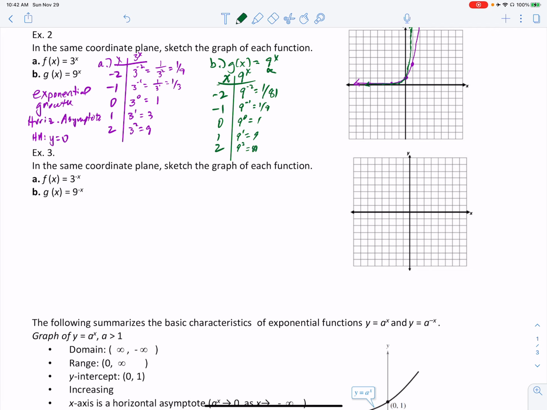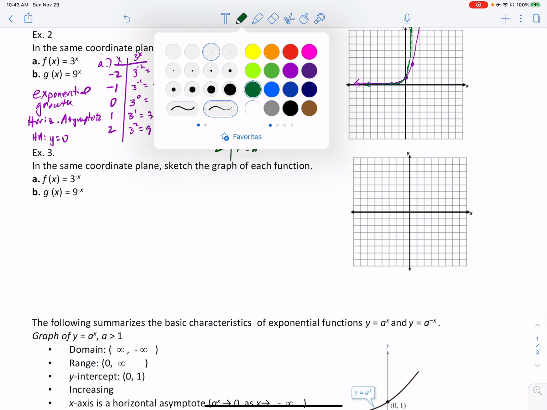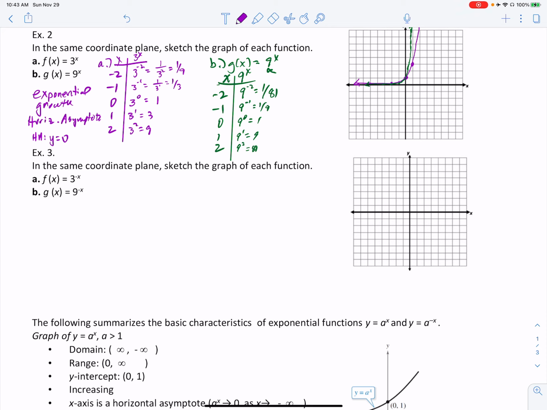Now, if we change this up and in the same coordinate plane sketch the graph of these other functions, so in part A, we have x, and we have 3 to a negative x. Then we have negative 2, negative 1, 0, 1, and 2. But now I get 3 to the opposite of a negative 2, which is 3 squared. Excuse me, and this is 9.